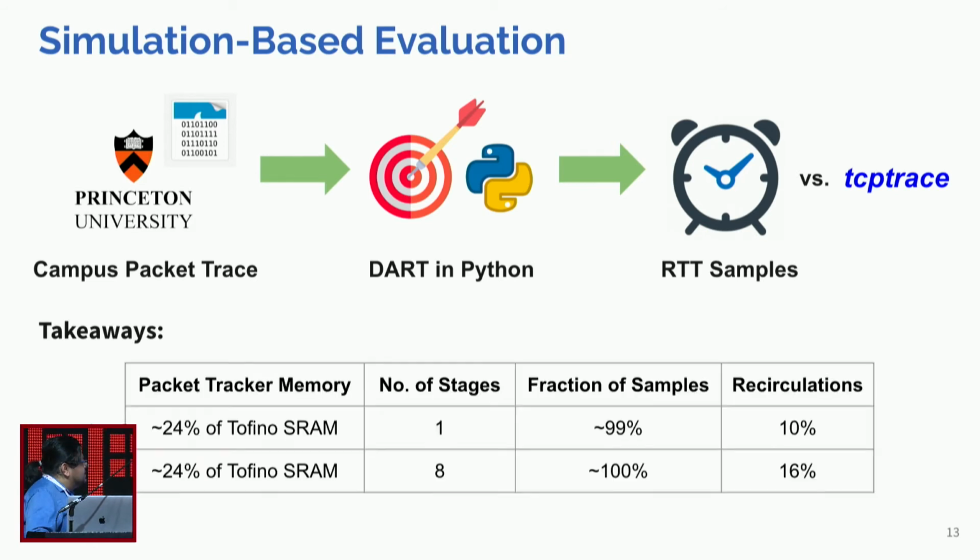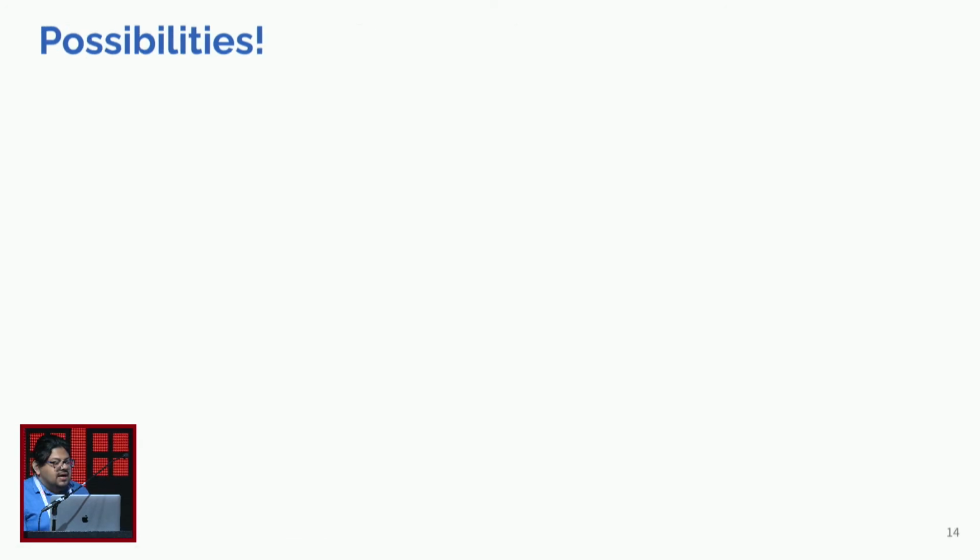And the takeaways that we have essentially is using only 24% of the Tofino SRAM, we can get a really good performance. So if we have only one stage, then we collect around 99% of the samples with only 10% recirculations. And we can divide the memory up into multiple stages, like in this case 8, and we get almost all the samples with 16% recirculations. So what are the possibilities that this opens up?